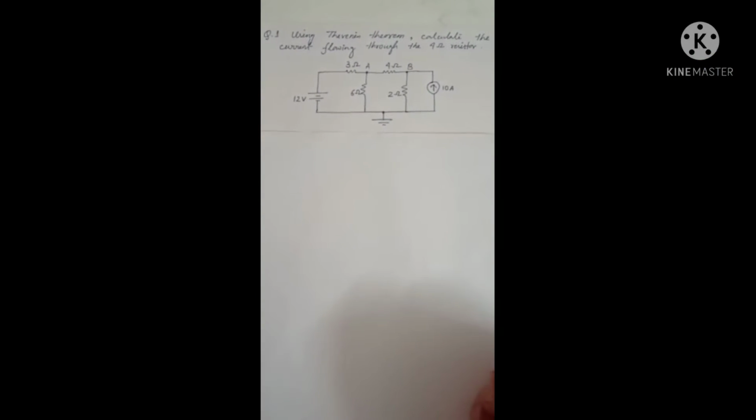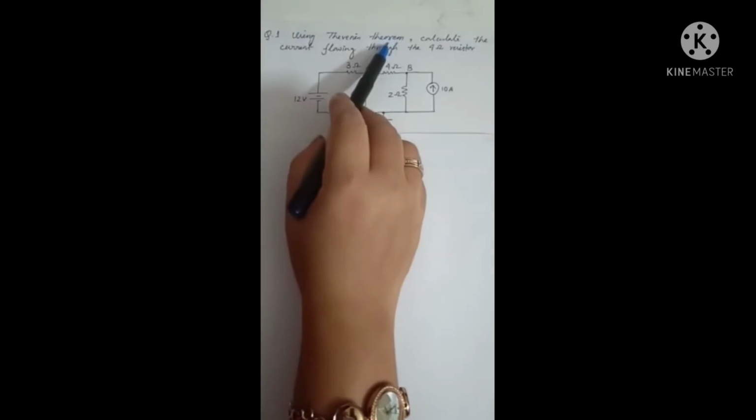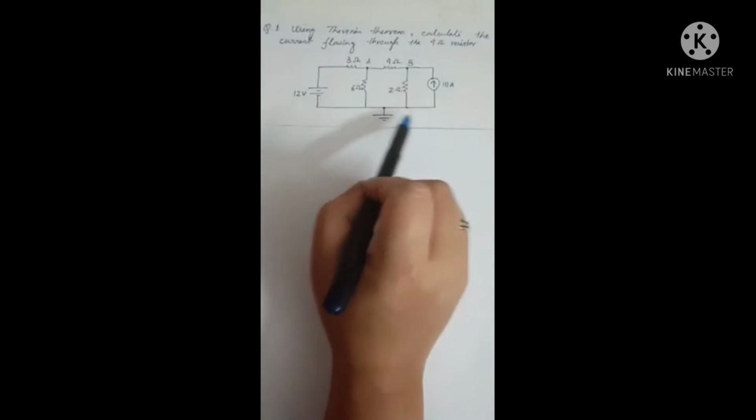Today in this video, I will show you how to solve a given problem using Thevenin theorem. So here in question number 1, using Thevenin theorem, calculate the current flowing through the 4 ohm resistor. And this is the circuit diagram.